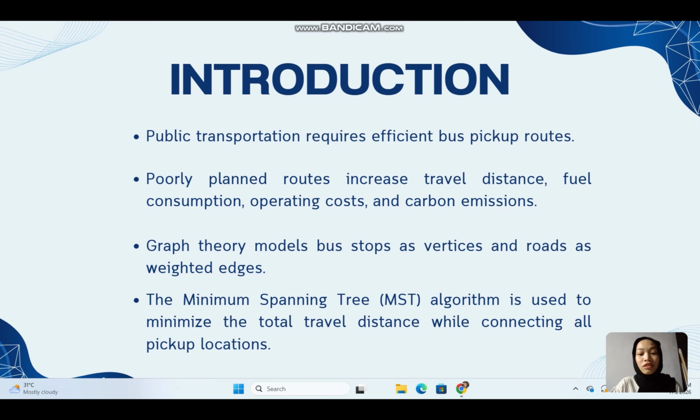Moving on to the introduction, public transportation requires efficient bus pickup routes to ensure passengers are collected on time while reducing travel distance and operating costs. However, poorly planned routes can increase fuel consumption, travel time, transportation costs, and also carbon emission. In this project, the bus pickup system is modeled using graph theory, where bus stops are represented as vertices and routes are represented as weighted edges based on the distance.